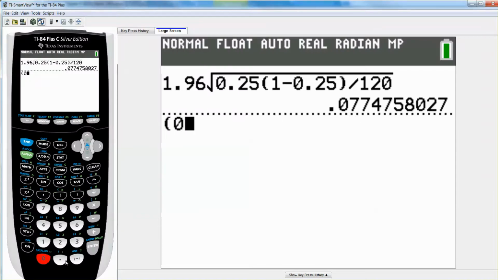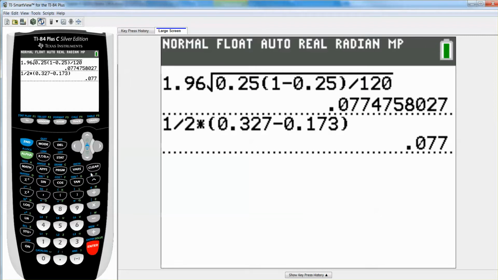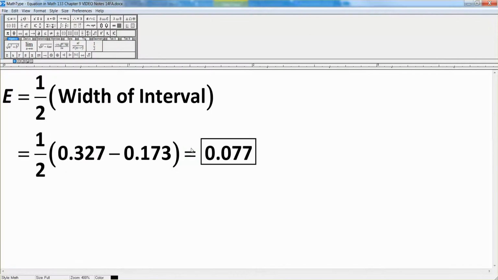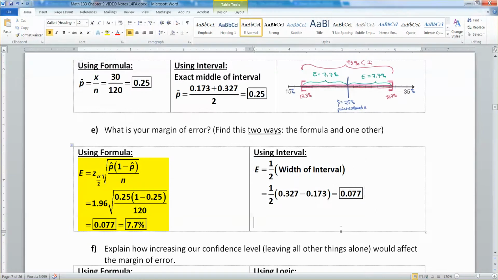So 0.327, oh here, you want 1/2 times, and then parentheses 0.327 take away 0.173. See, 0.077. And of course, it's a little bit rounded. If you use more decimal places on those numbers, you'll get more decimal places for your margin of error, but it's good enough. And that's where this comes from, which is also 7.7% if you want to write it that way. So that's using half the width of the interval.